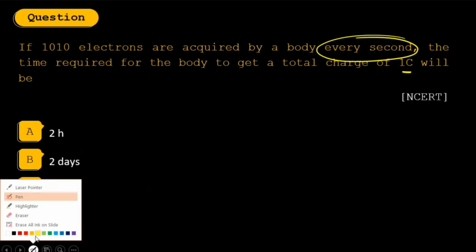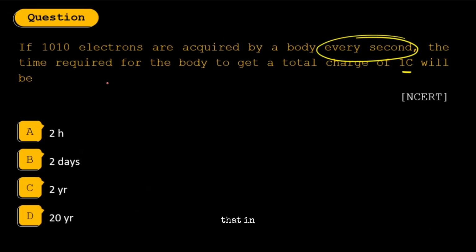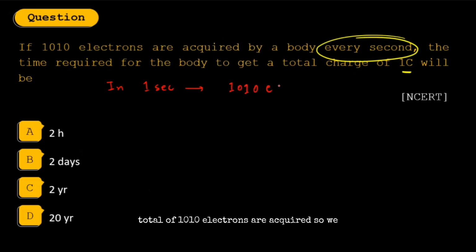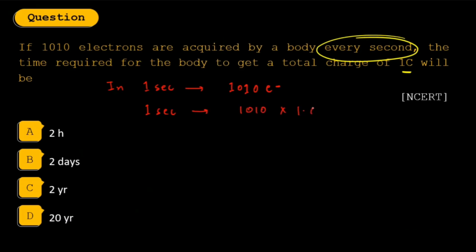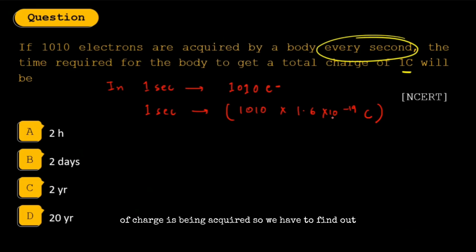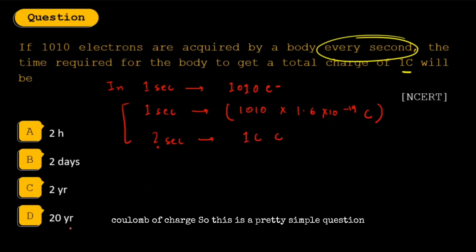How are we supposed to find it? We'll simply say that in 1 second, a total of 10^10 electrons are acquired. So we can say every second 10^10 times the charge of an electron, 1.6 times 10 to the power minus 19 coulombs. So we'll say every second this much amount of charge is being acquired. So we have to find out in how many seconds the body will acquire 1 coulomb of charge. So this is a pretty simple question.